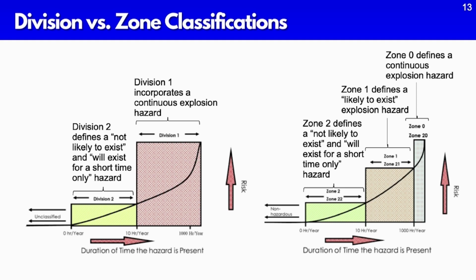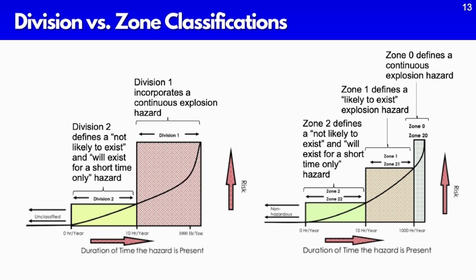This also implies that if an equipment item is safe for installation in Zone 2, it will be safe for installation in Class 1 Division 2. This rationale does not work when we compare Class 1 Division 1 and Zone 1 classifications. Class 1 Division 1 encompasses both likely to exist and continuous criteria to a flammable gas hazard. It is an amalgamation of Zone 0 and Zone 1 from a risk perspective.